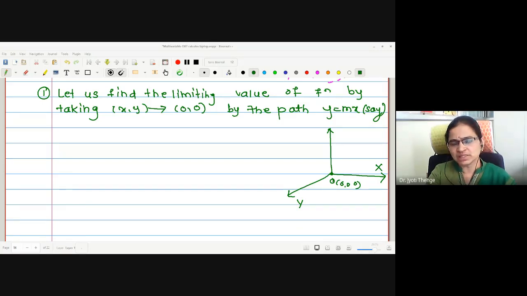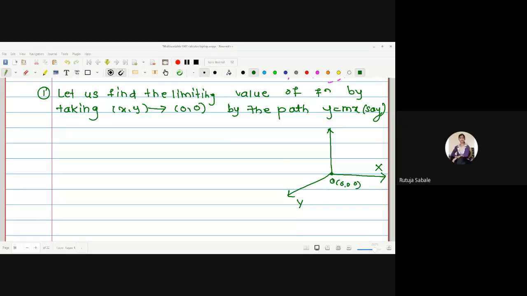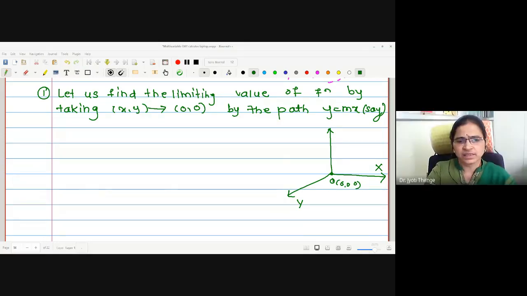I only asked whether the path y equal to mx passes through the origin. Whether the point lies on it? Yes, ma'am. Yes, it does. Therefore, we can select this path to check the continuity, right? Therefore, we will follow the path and check this limit.